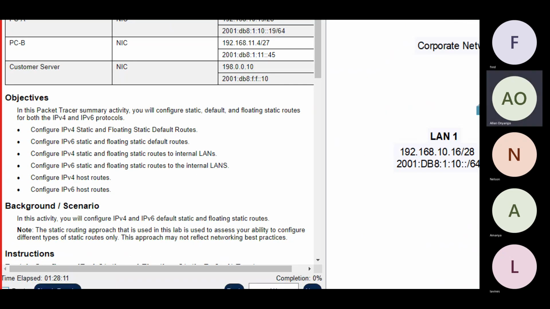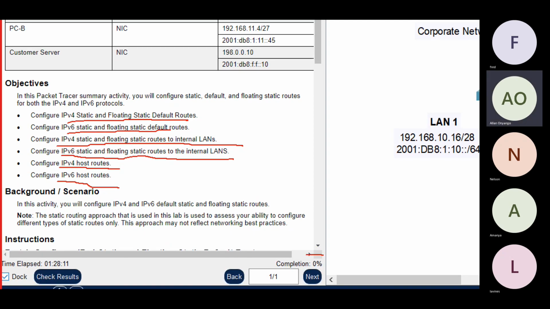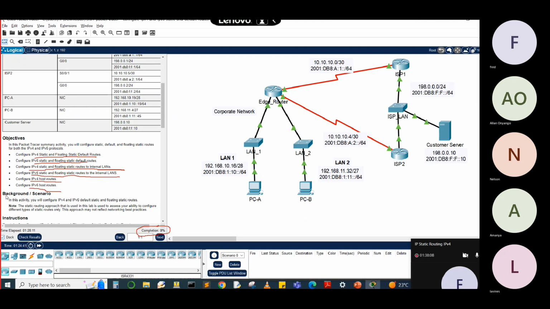You're going to configure IPv4 static and floating static default routes. We'll configure IPv6 static and floating static default routes. IPv4 static and floating static default routes to internal LANs. And IPv6 static and floating static routes to the internal LANs. Then we'll configure IPv4 host routes and we configure IPv6 host static routes. You can see that currently we have 0% completion here, and we need to reach 100. All right.